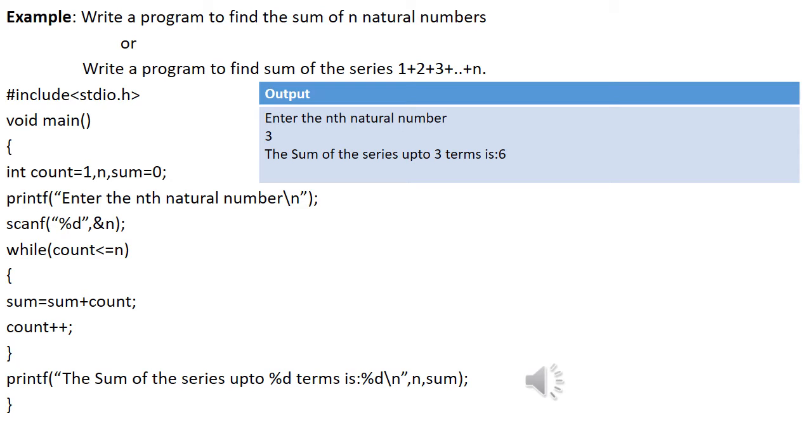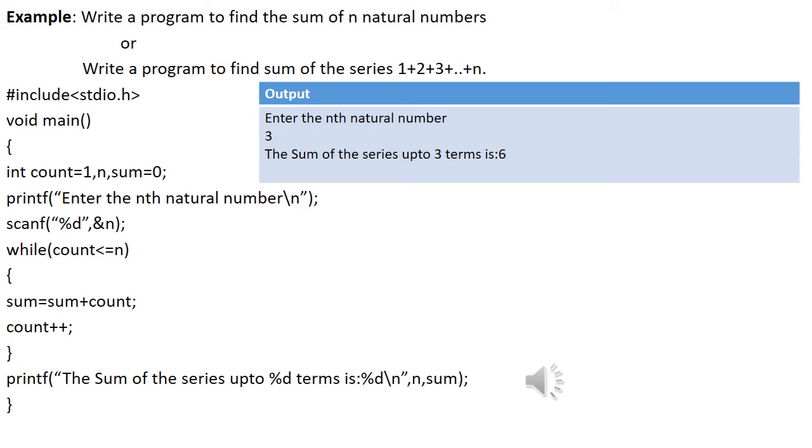That is true. So sum equal to sum plus count. In the first iteration, sum is already initialized to 0, so 0 plus count. Count is 1. So 0 plus 1, what will be stored in sum? That is, 1 will be stored in sum. Now I'll increment the count. So count is incremented from 1 to 2. Now again the control will go back to the while test condition. Now the count value is 2, so 2 is less than or equal to 3.